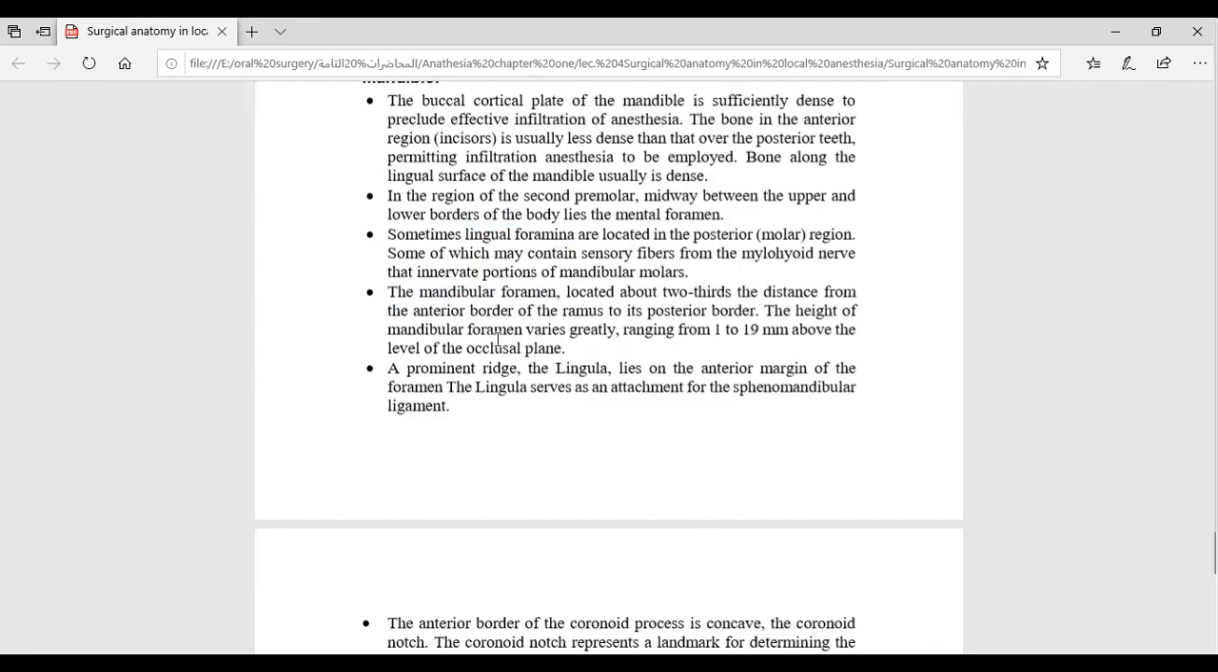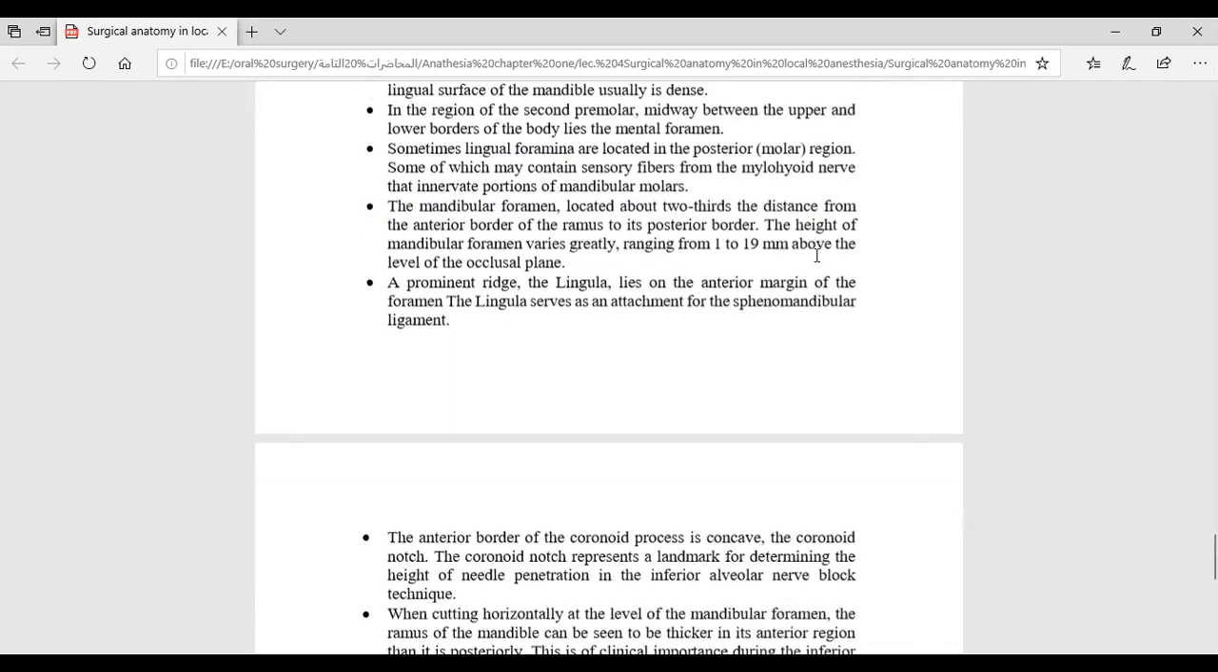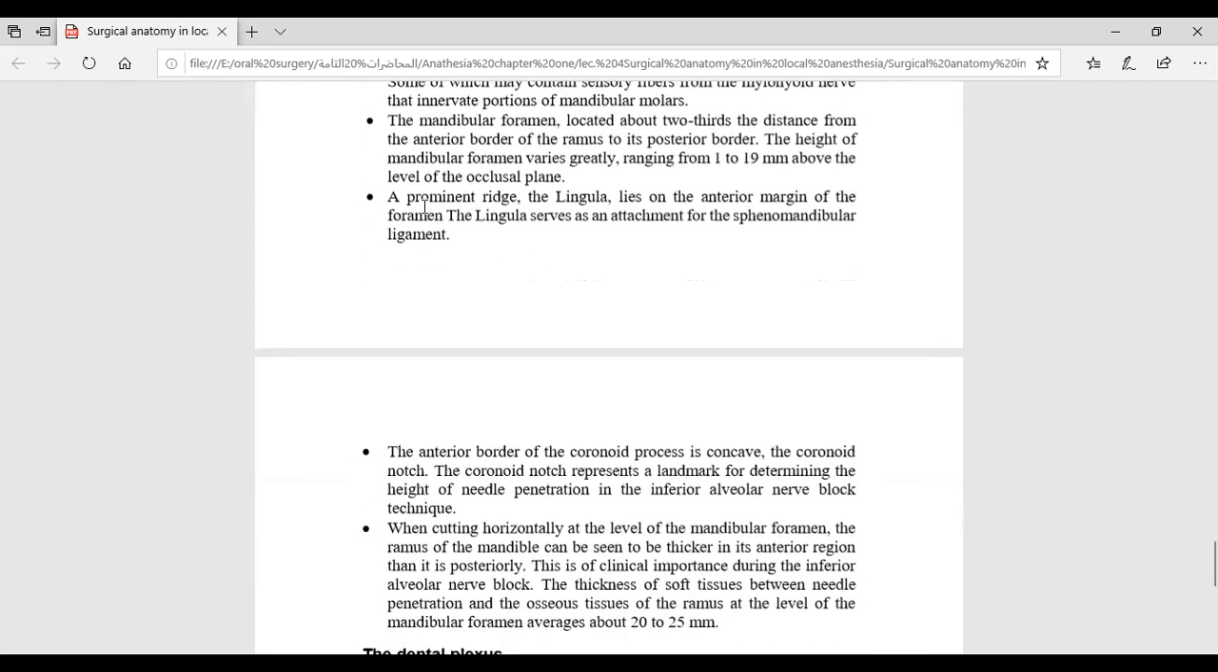The height of the mandibular foramen varies greatly, ranging from 1 to 19 mm above the level of the occlusal plane. We will also show it in the picture so it is clearer. A prominent ridge, the lingula, lies on the anterior margin of the foramen. The lingula serves as the attachment of the sphenomandibular ligament.